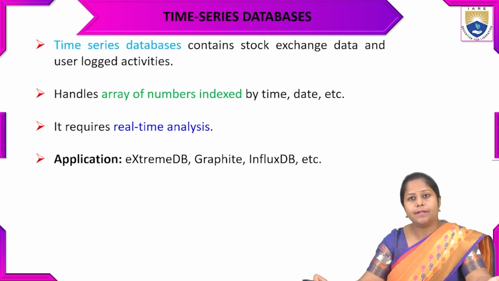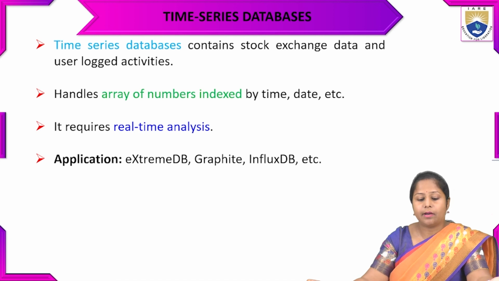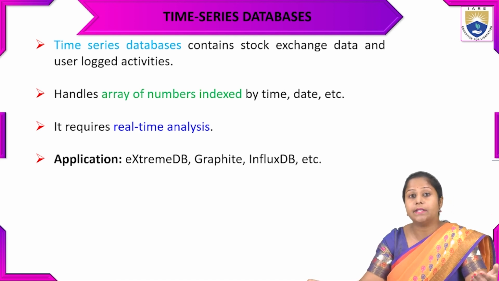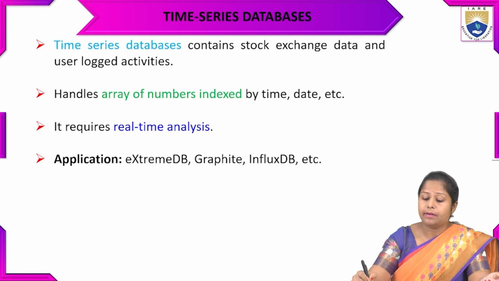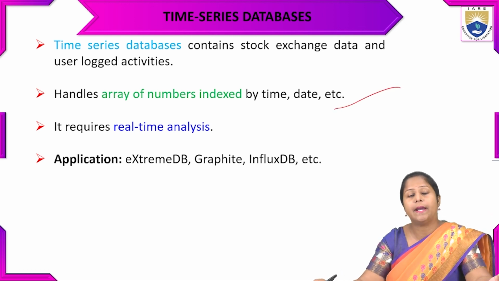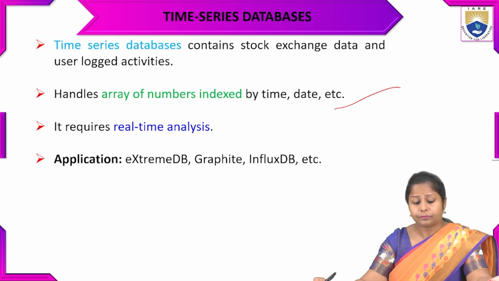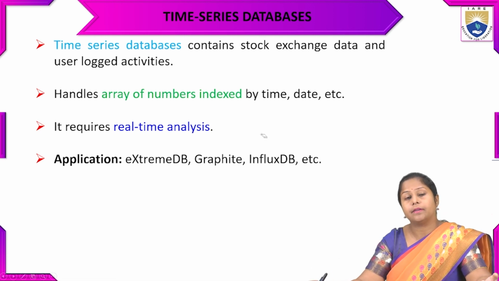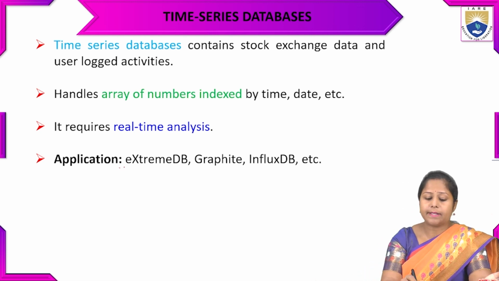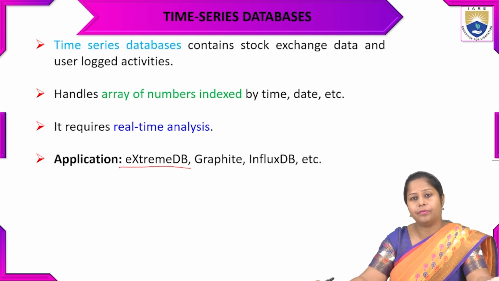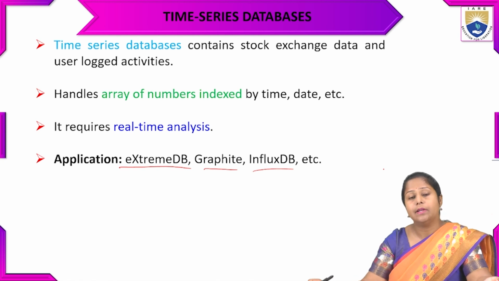Time series data contains stock exchange data, user logged activities. So this type of data has a sequence captured over time, and that will be the time series data. It handles arrays of numbers indexed by time and date. So that will be the timestamp. It requires real-time analysis. So all the time series related data works with real-time analysis. So on real-time applications, we can only have these types of time series databases. The applications can be extreme database software, Graphite software and Influx databases. In those, the related time series databases can be stored and performed.